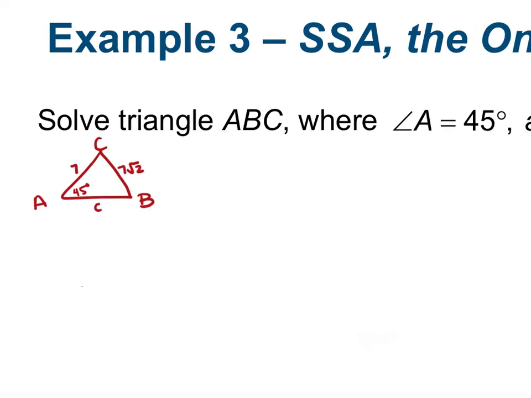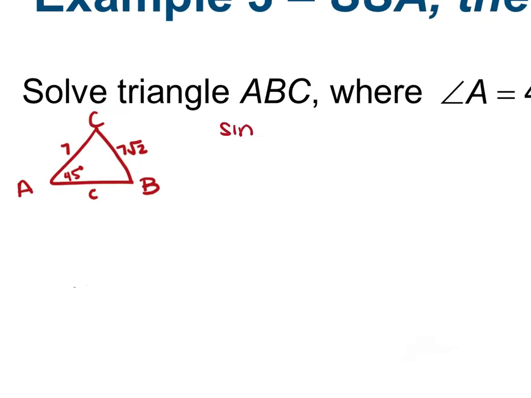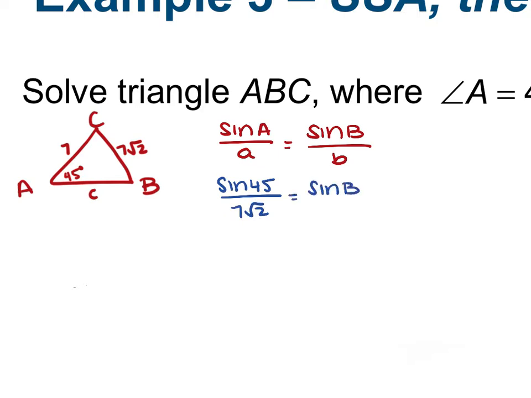For this, let's say we're going to find angle B first. We're going to use sine A over side length A is equal to sine B over side length B. For this, we're just going to plug in our values and solve for what we don't have. So this is going to give us sine 45 over 7 square root 2 is equal to sine angle B, which we don't have, over the side length B, which is 7. We can cross multiply with these. We're going to get 7 square root 2 sine B is equal to 7 sine 45.